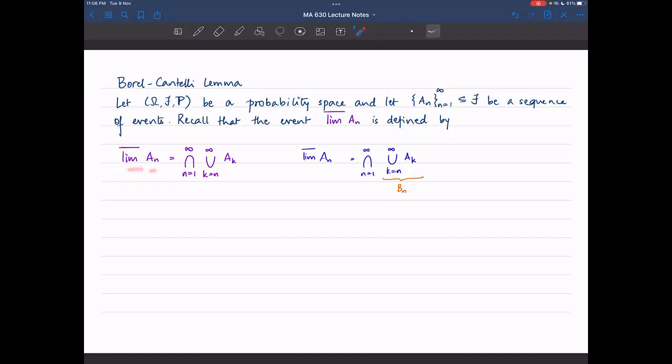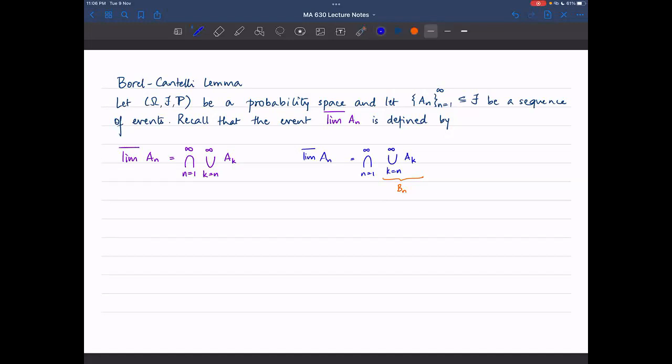Lim sup A_n is defined to be the intersection n going from 1 to infinity, union k going from n to infinity of A_k. Now, the Borel-Cantelli lemma is going to tell you that under such and such conditions, the probability of lim sup A_n is 0. And there'll be another part of the lemma which says that under such and such conditions, the probability of lim sup A_n has to be 1. But before we get to that, let's just talk about what this event represents in words.